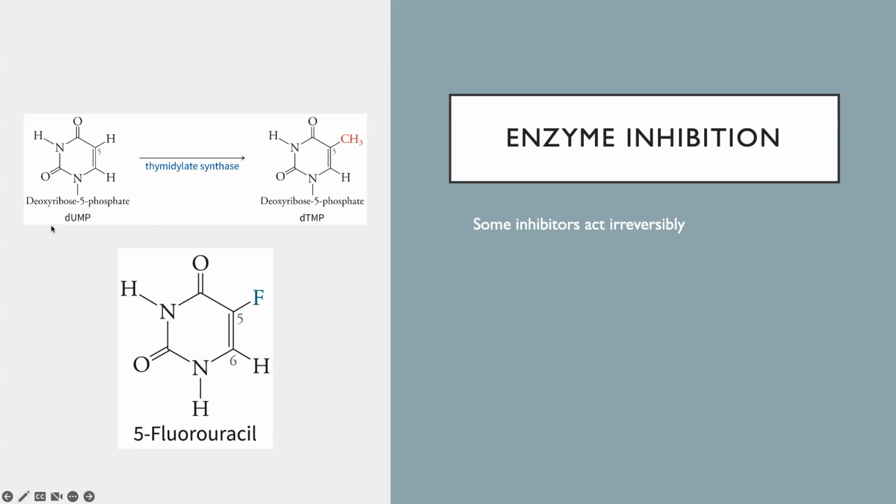deoxyuridine monophosphate, or dUMP, and have thymidylate synthase convert it to deoxythymidine monophosphate, or dTMP. Here, fluorouracil is the inhibitor, and it's going to bind to the dUMP and stop the process of cell division and replication. This can be used for chemotherapy as a way to stop cells from rapidly dividing.